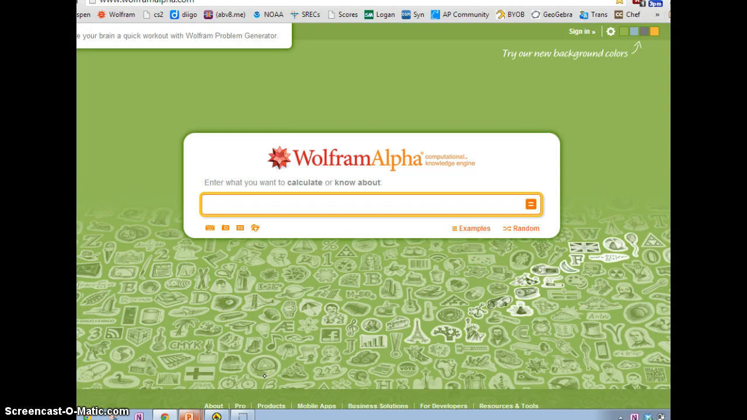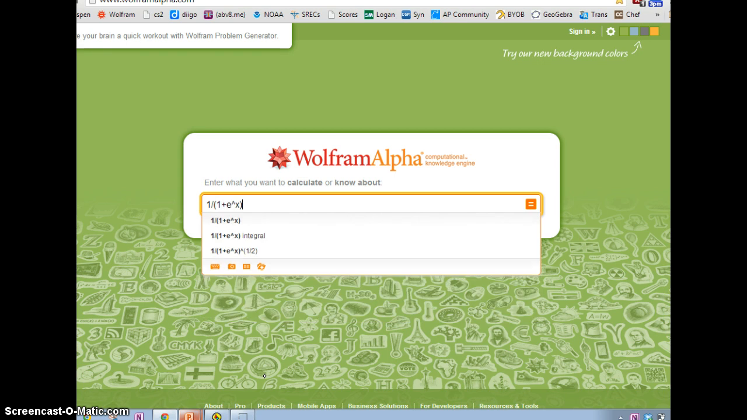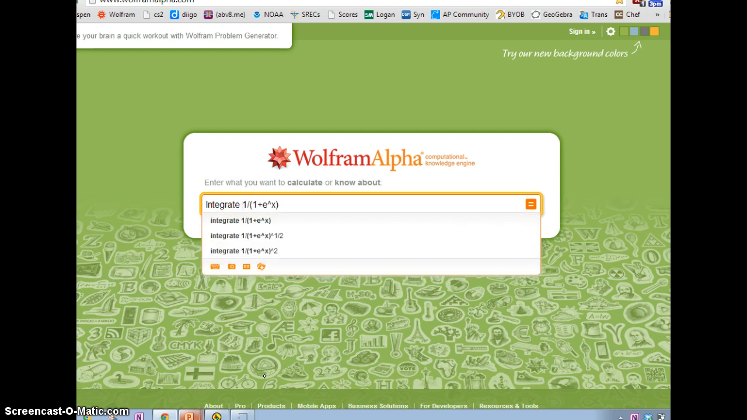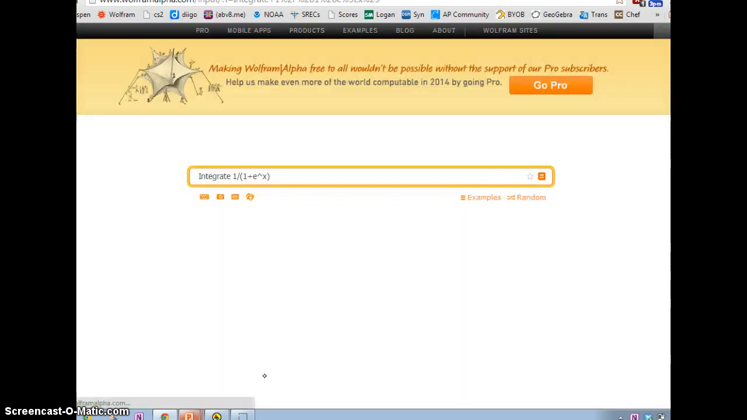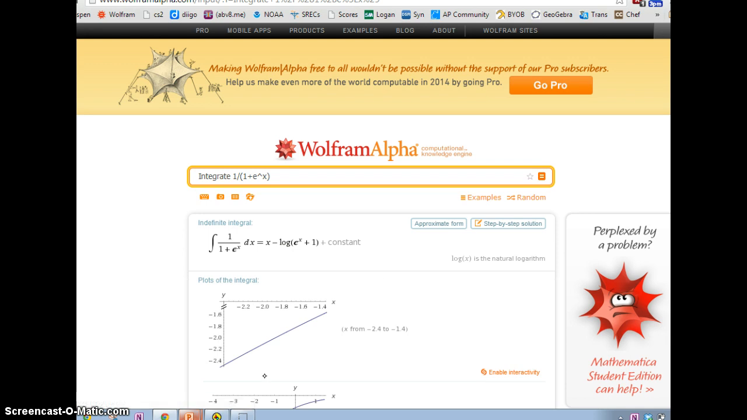Now for this problem, I could either just type in 1 divided by, I think it was 1 plus e to the x, and I can analyze that graph. Or Wolfram can help me out even more by saying integrate. If I integrate that, then I get x minus log of e to the x plus 1. So there must be some kind of a way to pull that off that's beyond the scope of what we've learned. Notice in Wolfram that when they say log, they're actually referring to the natural log, ln.